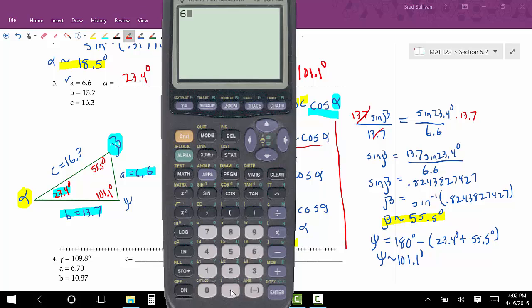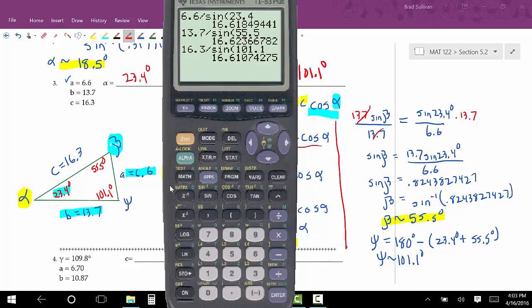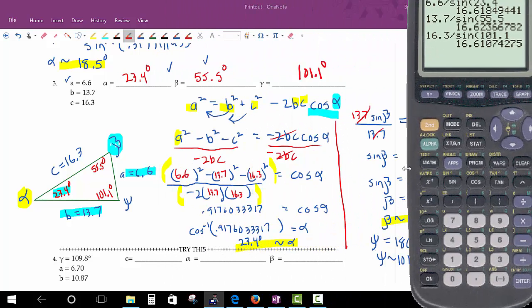So we're going to do 6.6. I'm going to start with A. It doesn't matter where you start, but you have to divide that by the sine of the angle opposite. Get that answer. Now go to another side like B. 13.7 divided by the sine of its opposite angle. Same thing, approximately. Then go to C, 16.3 divided by the sine of its opposite angle. And if you get approximately the same thing as we do, then we pretty well know that we've got the right ratios figured out. So that would prove that we've done all of our calculations correctly.